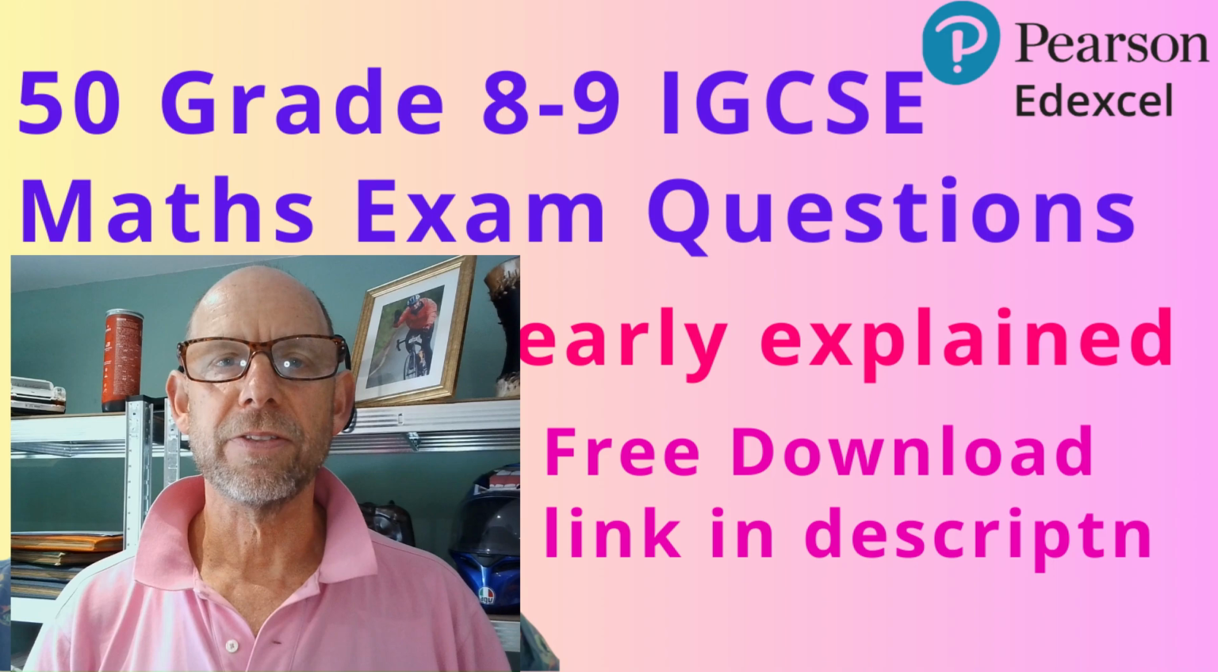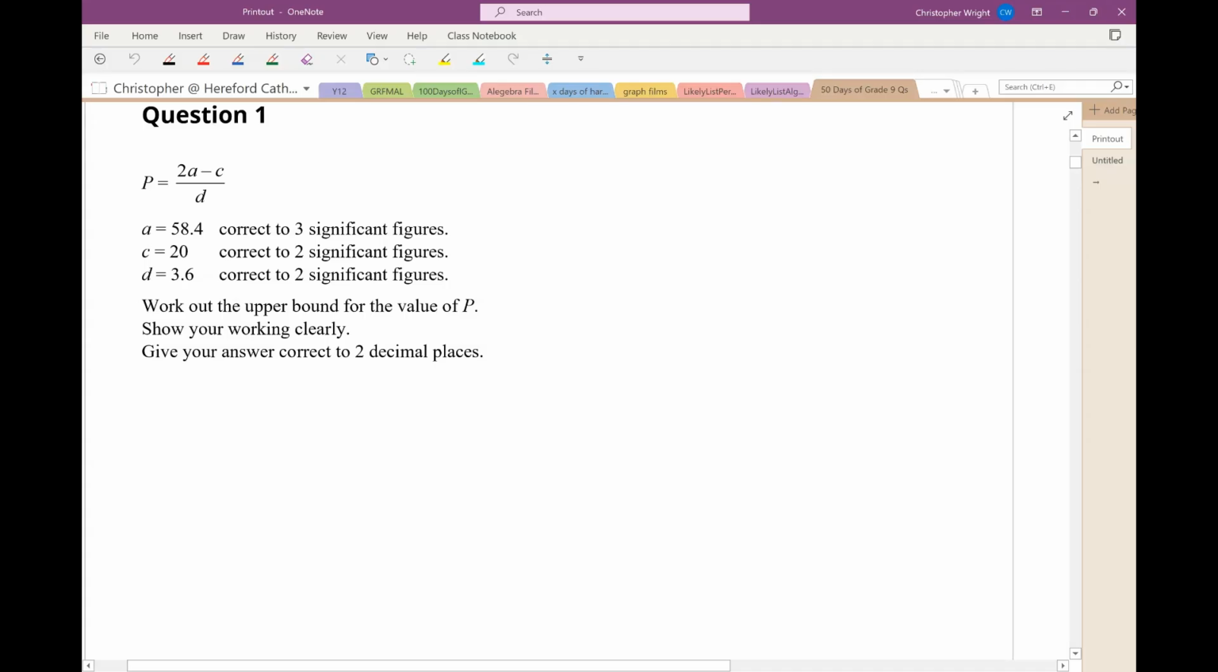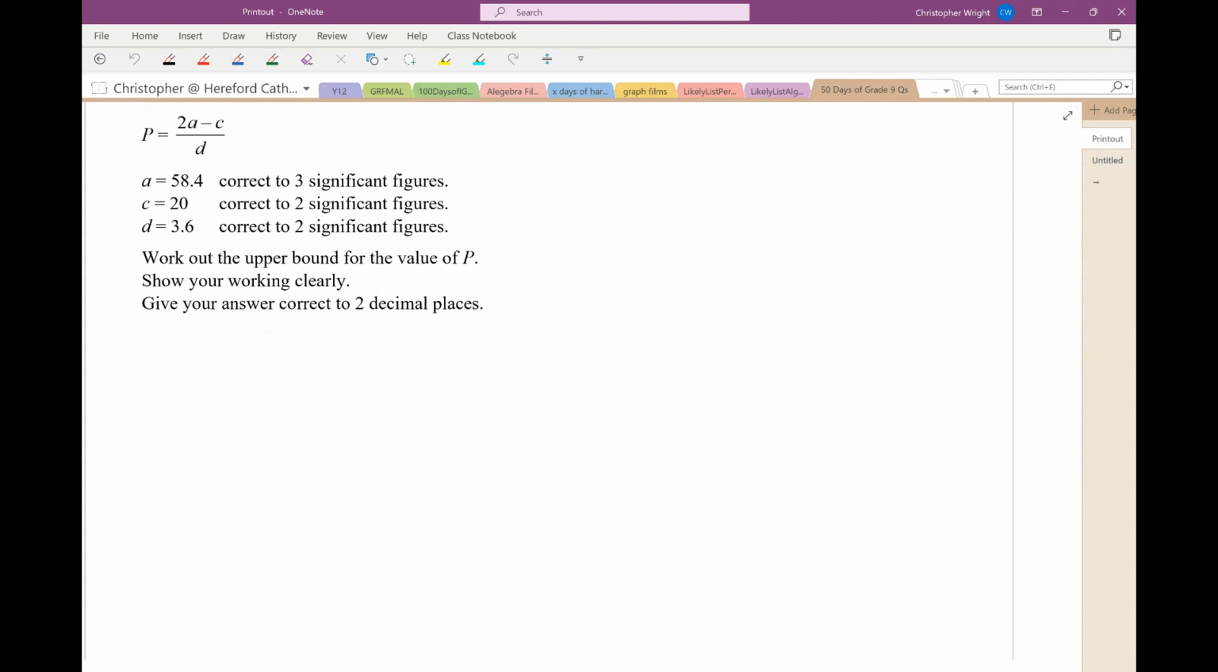Let's get on with the maths. Question 1. Right, this looks like a question about upper and lower bounds. We've got a formula for P, and then we're given A, C, and D, each one correct to a different degree of accuracy, and we're being asked to work out the upper bound for the value of P and to give our answer to 2 decimal places.